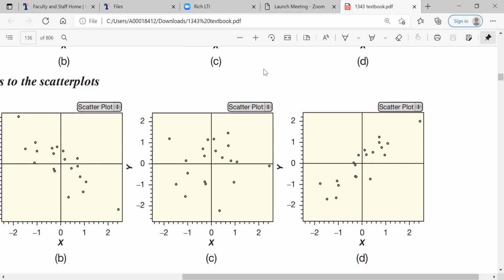Here's 4 correlations. Here's 4 scatter plots. Match them up. And yes, on your test, I will ask you that type of question. Here's 4 scatter plots. Here's 4 correlations. Match them up. All right. Any other questions about correlation, upward trend, downward trend?